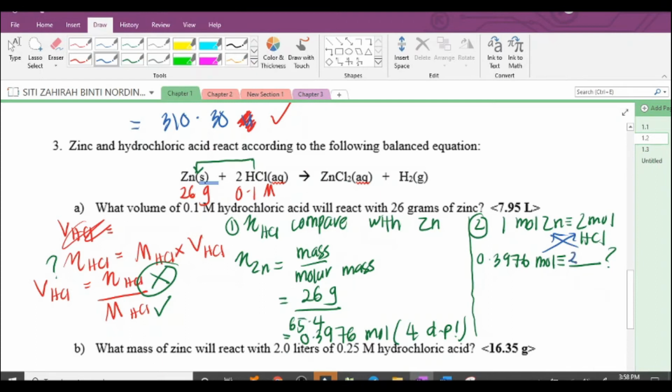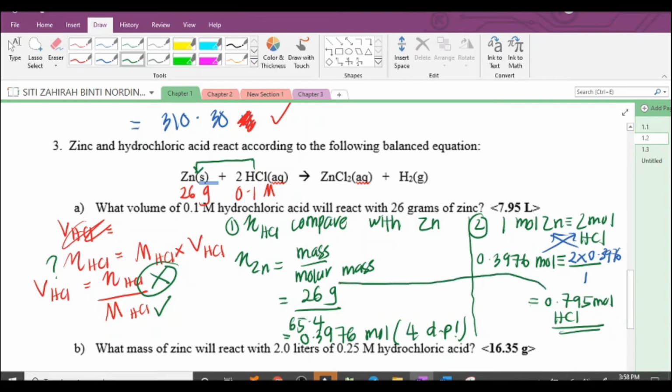Hence 2 times, let me delete this one first. So 2 times 0.3976 divided by 1, that would be 0.795 mole of HCl.